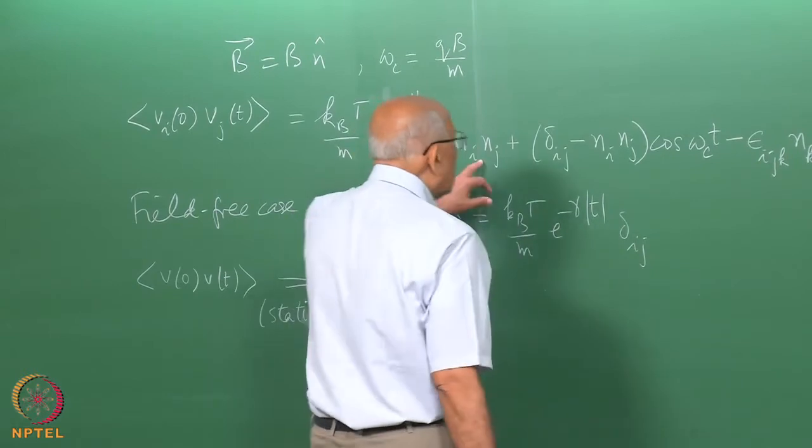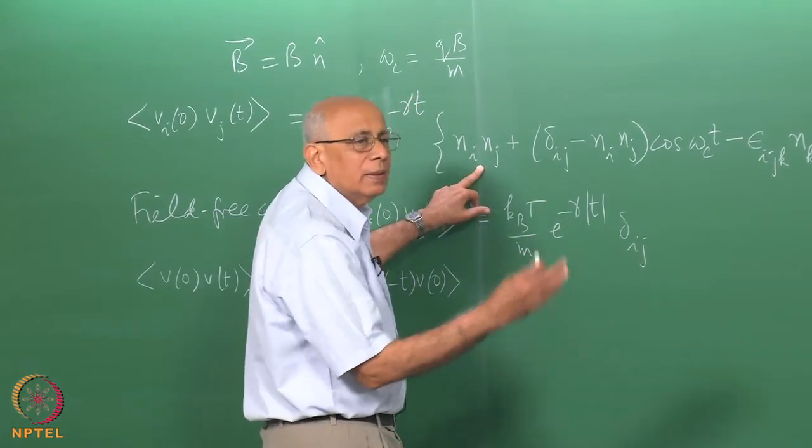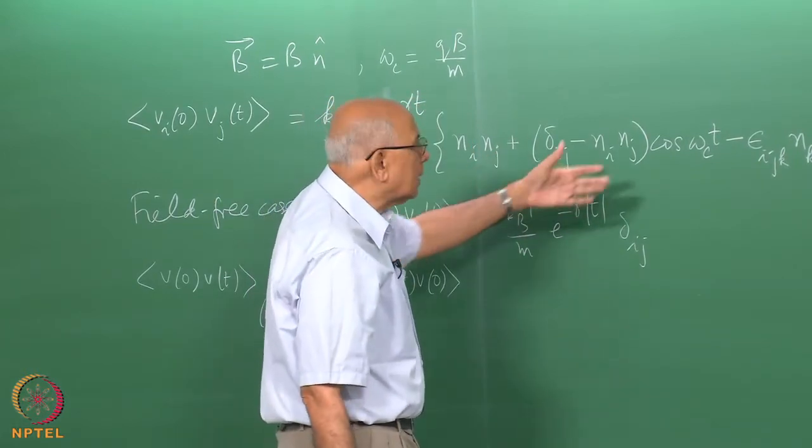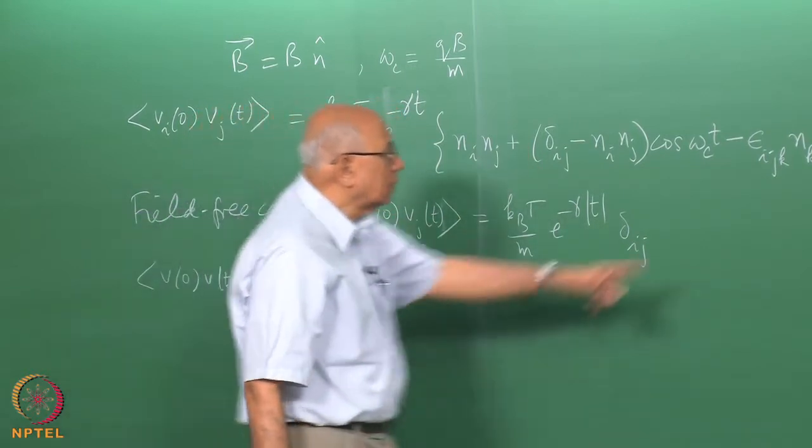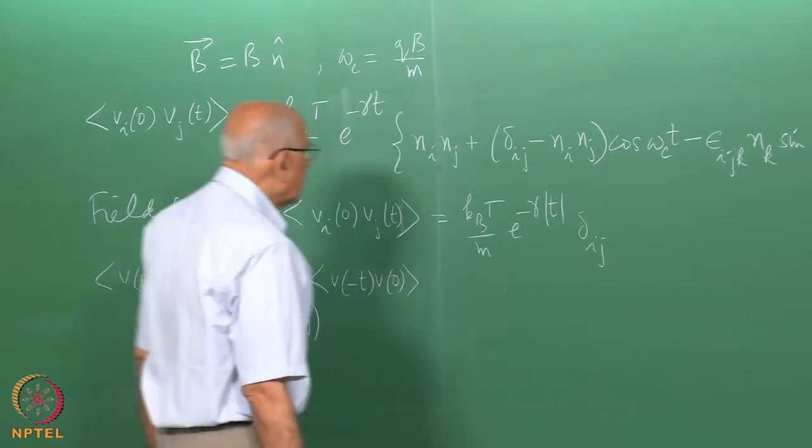N is 0 in that case. I mean, there's no n. Omega_c is 0, of course, right? This is gone, and this vanishes.